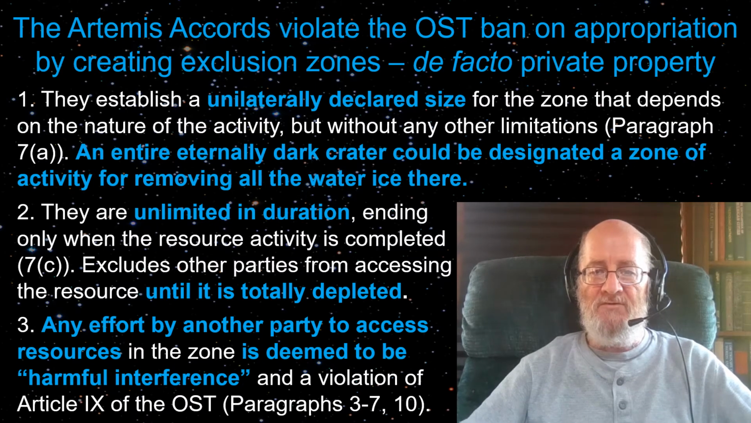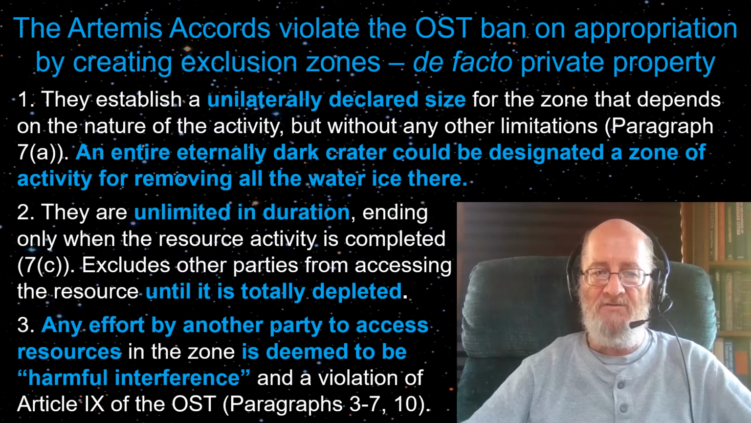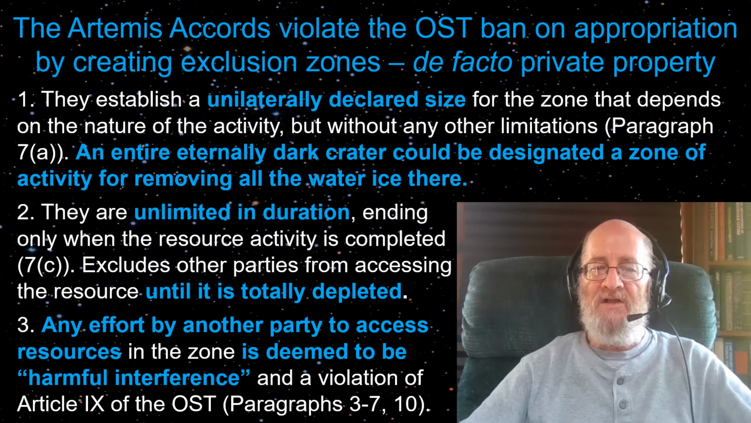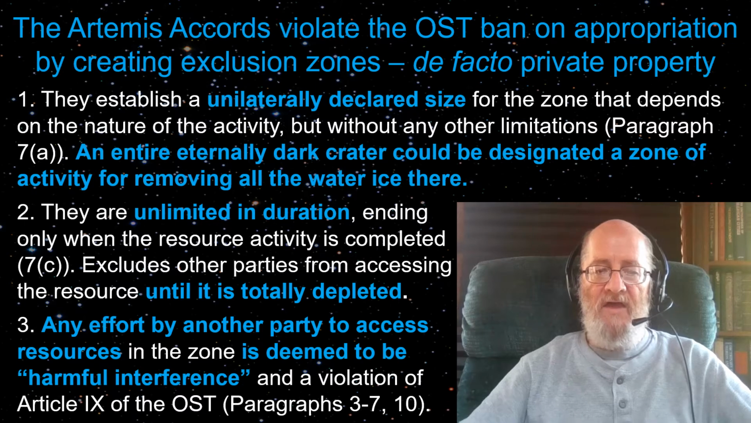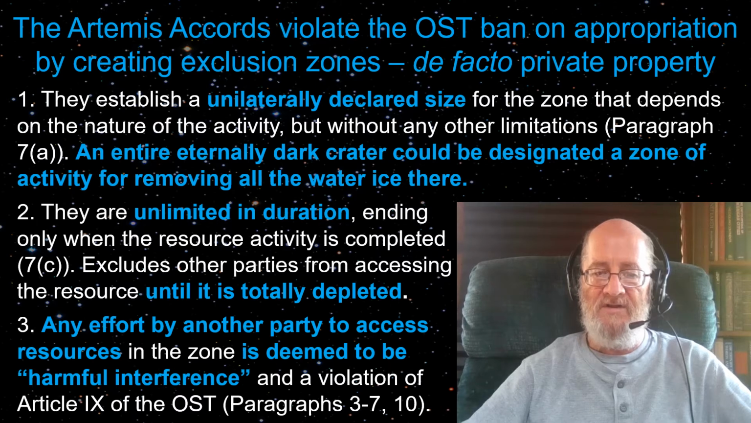Although the Accords give their zones the innocuous name of safety zones, they still establish exclusive zones of space resource activity. They do this in three ways. 1. They establish a unilaterally declared size for the zones that depends on the nature of the activity, but without any other limitations. An entire eternally dark crater could be designated a zone of activity for removing all of the water ice there.